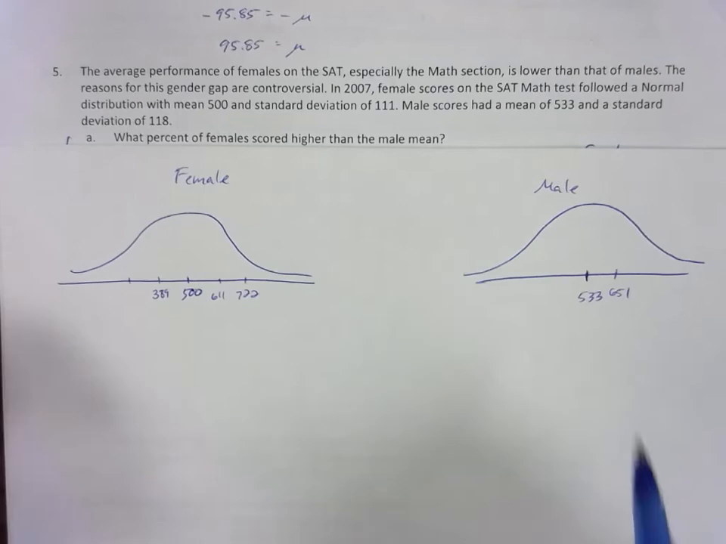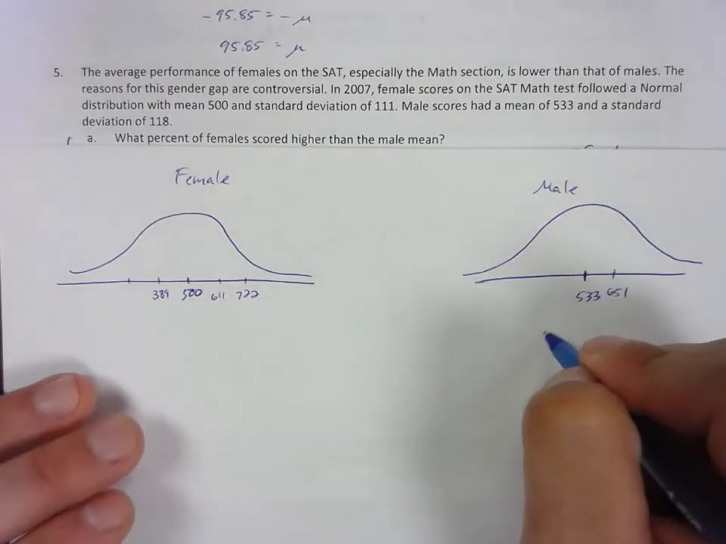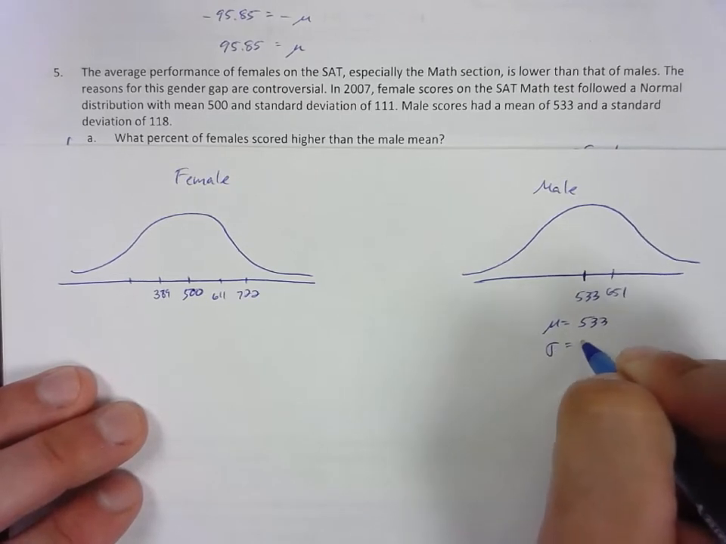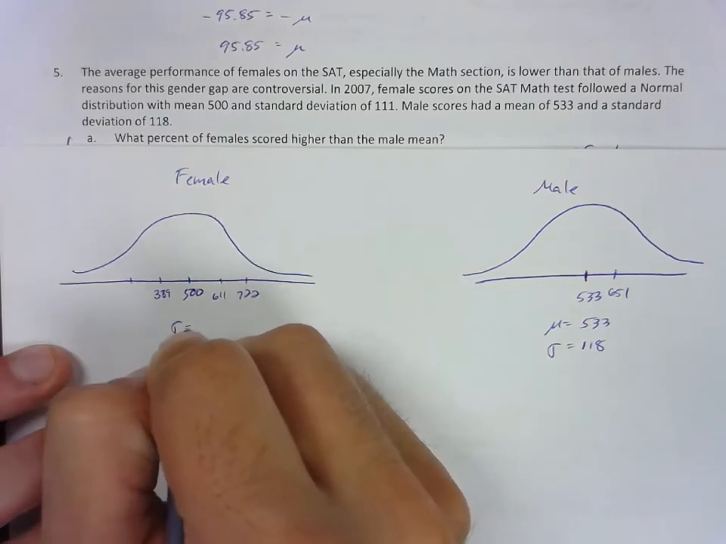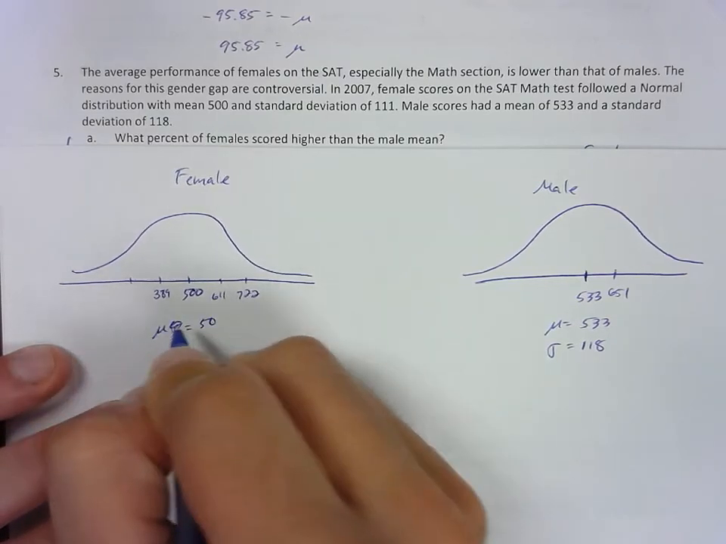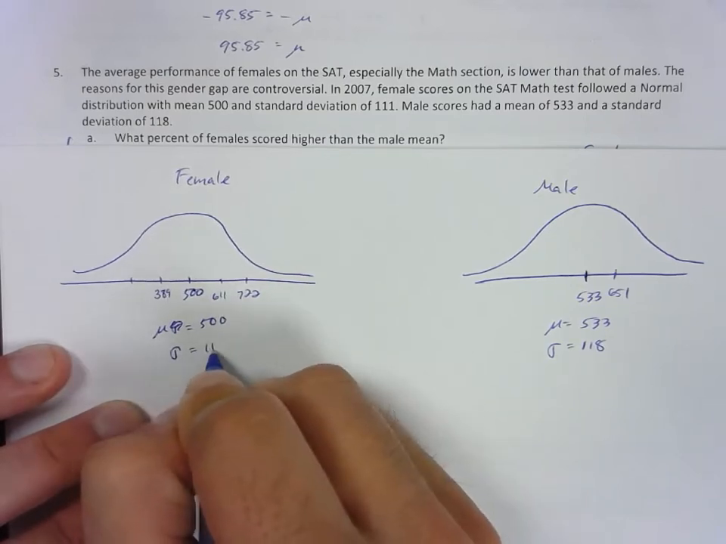In this case, these particular numbers are not really too important. Here's what we need to know. We need to know that mu is 533 and the standard deviation is 118. Over here, excuse me, mu is equal to 500 and the standard deviation is equal to 111.